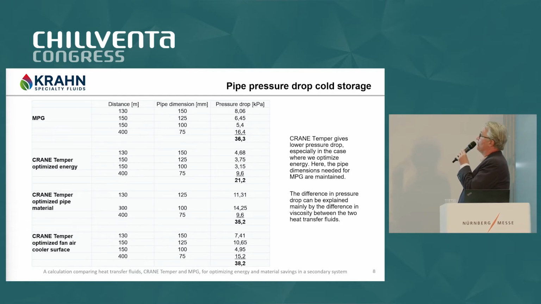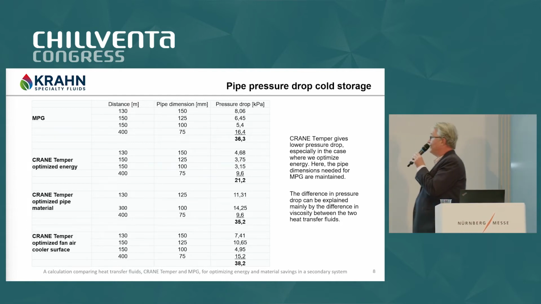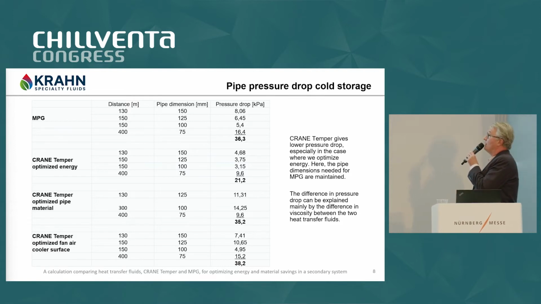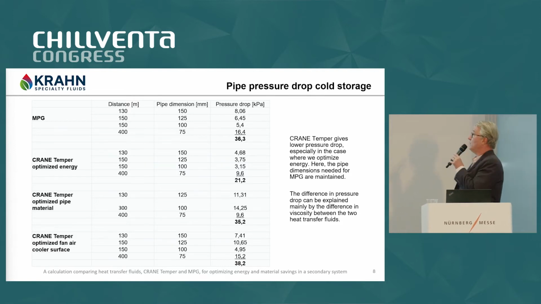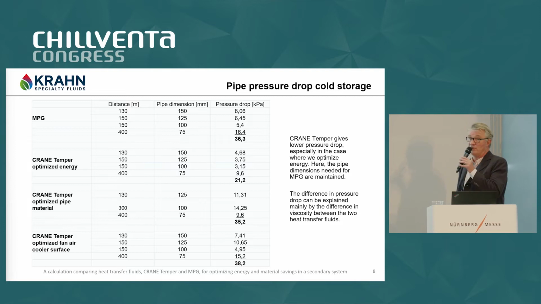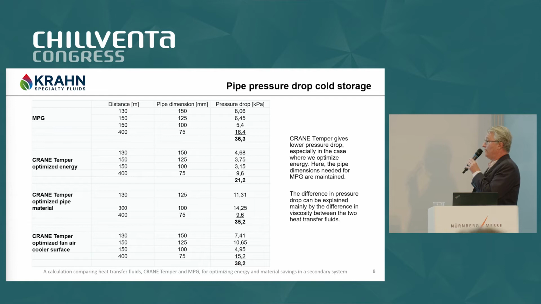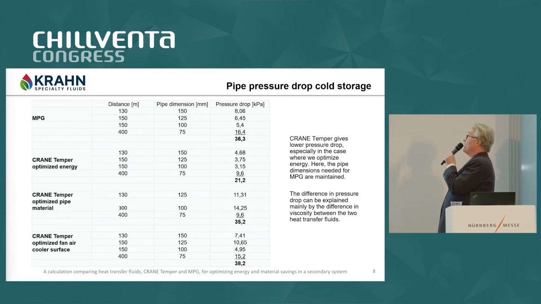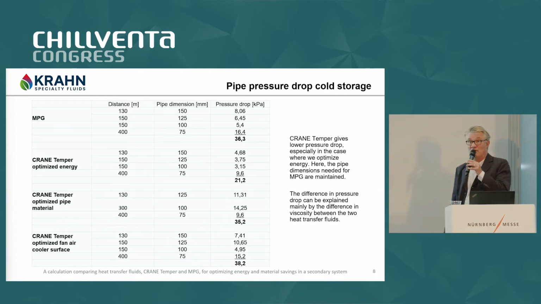When optimizing the pressure drop, we come to these figures. We have MPG as a reference for all these calculations. And you can see when optimizing the energy, you can go down to less than a third in pressure drop by using Temper. When optimizing for pipe material or fan air cooler surfaces, you don't earn that much in pressure drop, but of course you earn a lot in area and size.